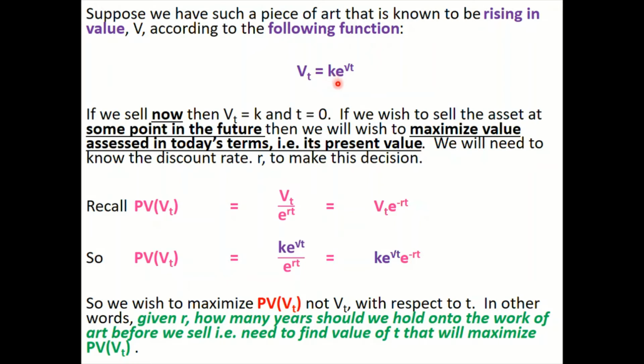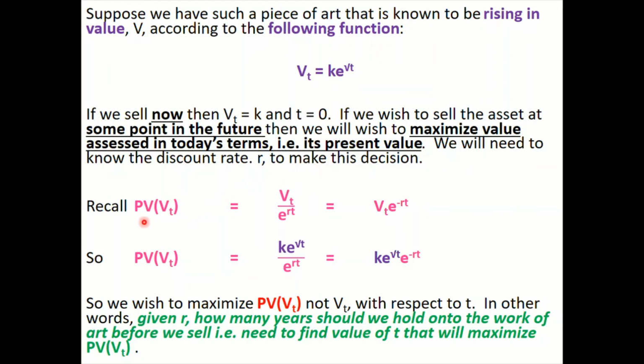So if we wish to sell the asset, the art, at some point in the future, then we will wish to maximize the value assessed in today's terms. We want to maximize its present value. And we will need to know the discount rate to make this decision. So we want to maximize the present value of this piece of art.